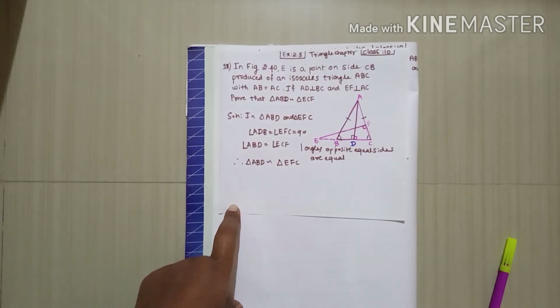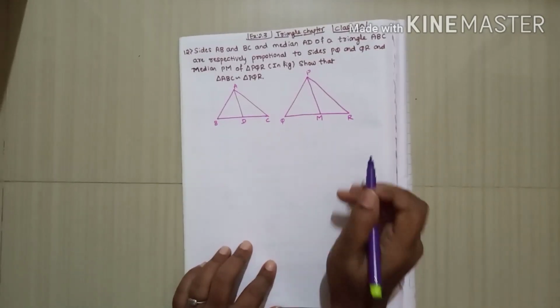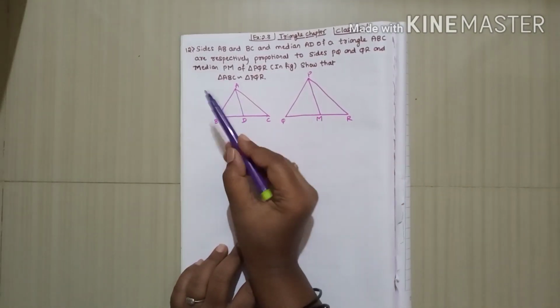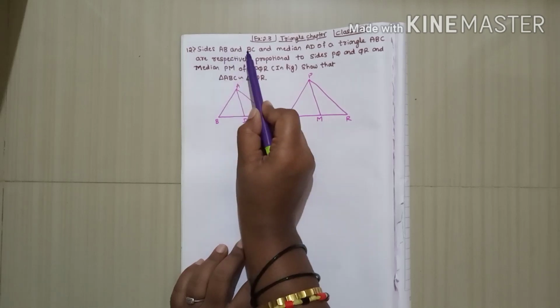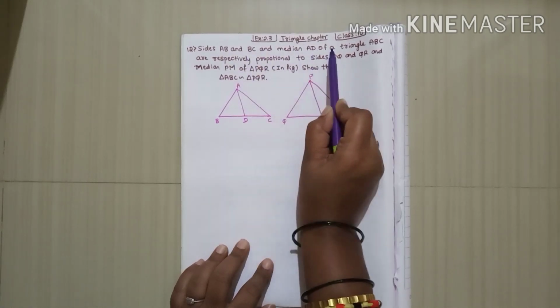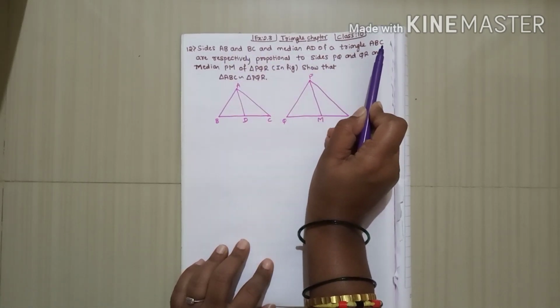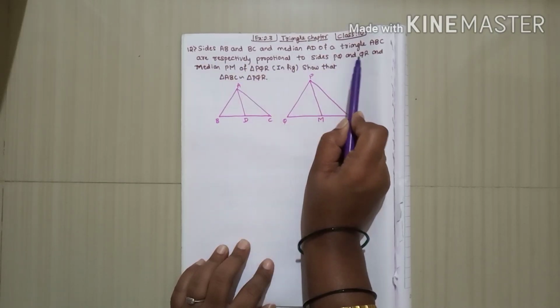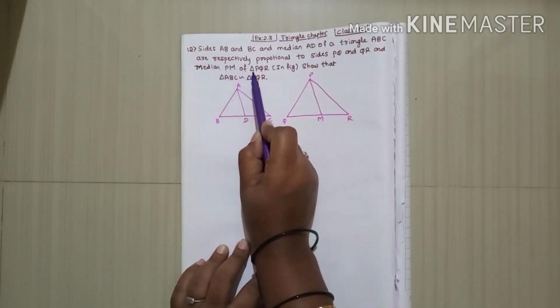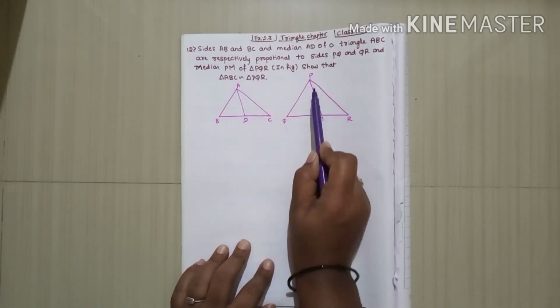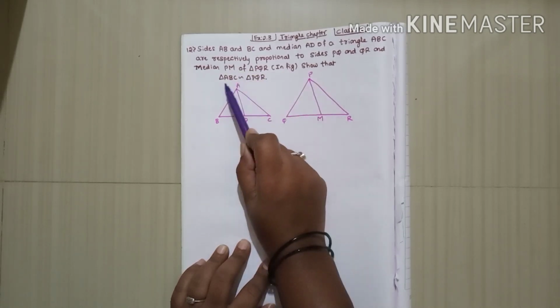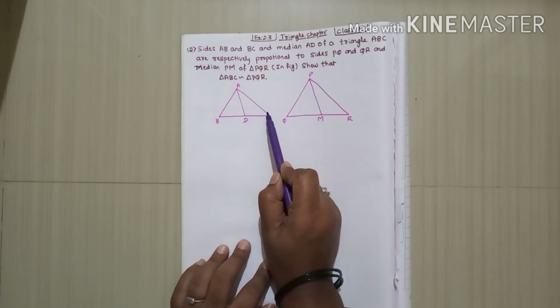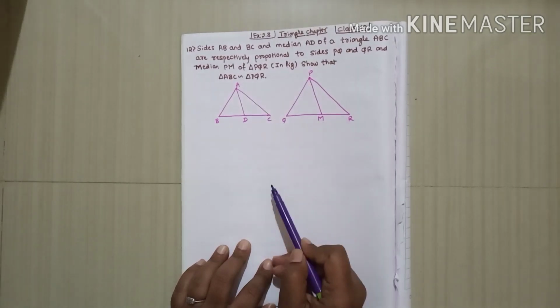Next, we'll see the next sum. Now, we'll see the 12th question. Sides AB and BC and median AD of a triangle ABC are respectively proportional to sides PQ and QR and median PM of a triangle PQR. In figure, show that triangle ABC is similar to triangle PQR.